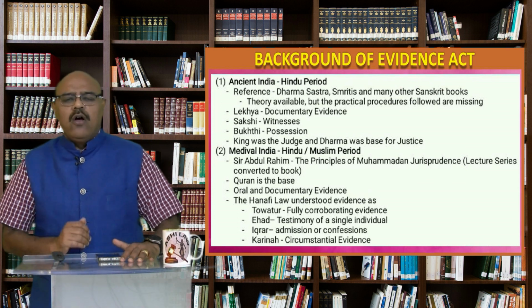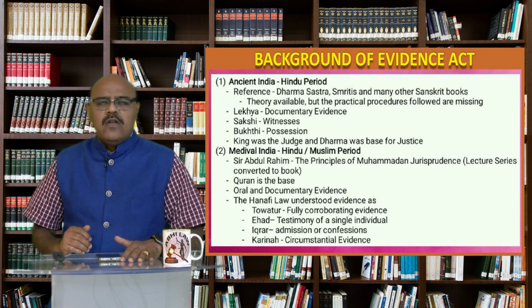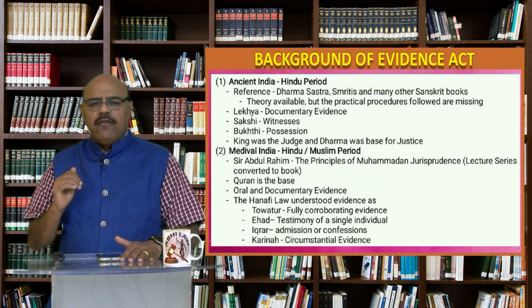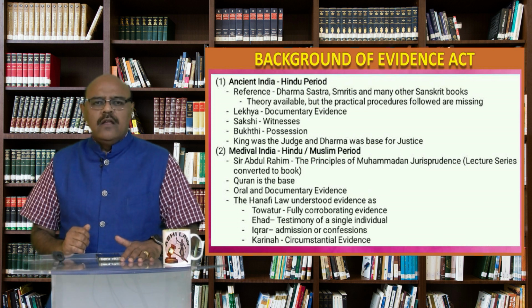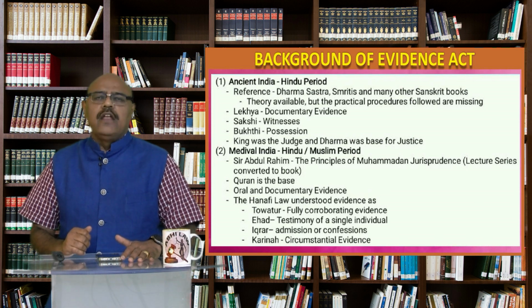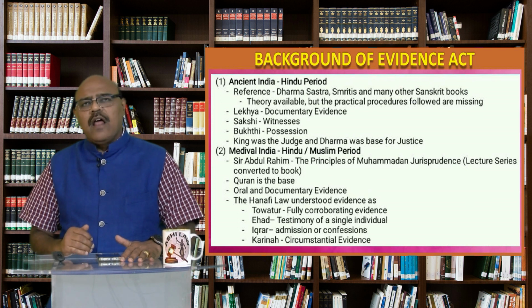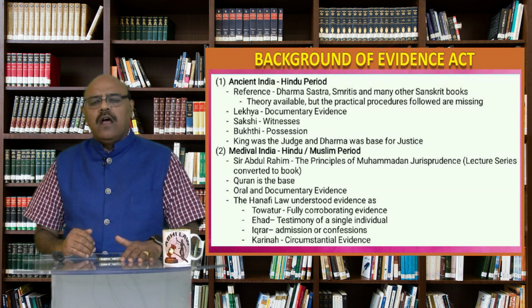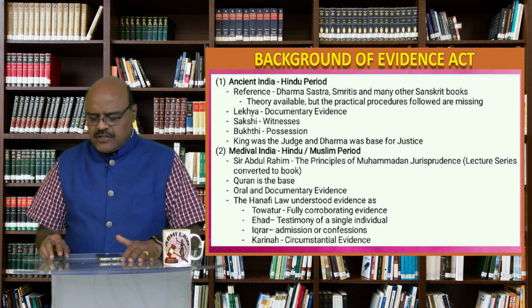The Hanafi law understood evidence as follows. The first word was tawatur. Tawatur means fully corroborating evidence. Then was ahad, the testimony of a single individual. Next was iqrar, admission or confession. And the last was qarina, which means circumstantial evidence.